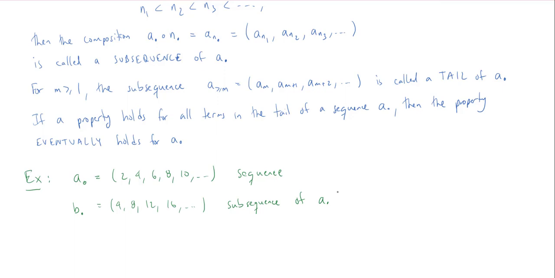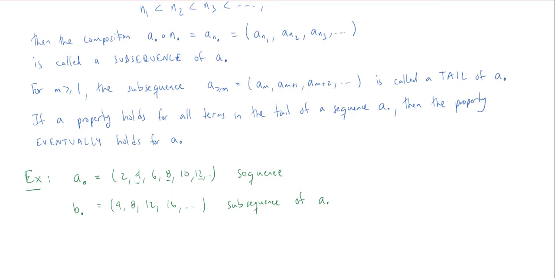Now, it's a subsequence of A dot because, well, how did we get it? I just started eliminating terms. I just took the 4, the 8, of course the next one here would be the 12, etc. And I got rid of the 2, the 6, and the 10, all of the terms that were congruent to 2 mod 4. So I just have the multiples of 4 in B. So B is a subsequence.